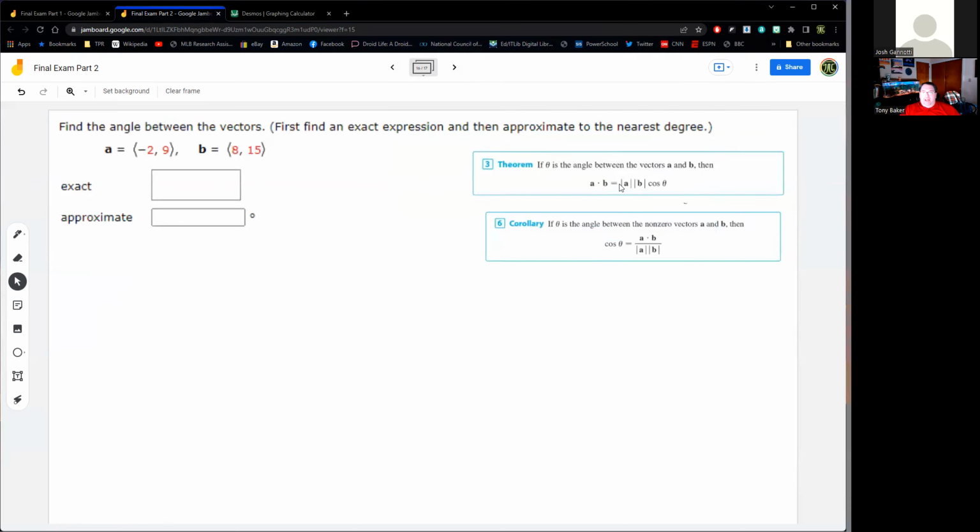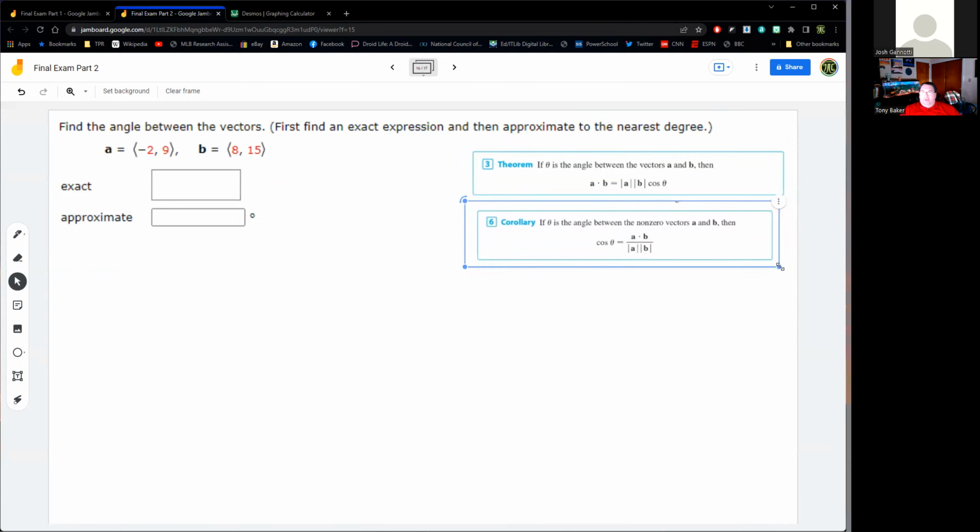All right, the next one is finding angles between vectors. So this is the dot product stuff. This was the original theorem: the dot product of A and B equals the length of A times the length of B cosine theta.